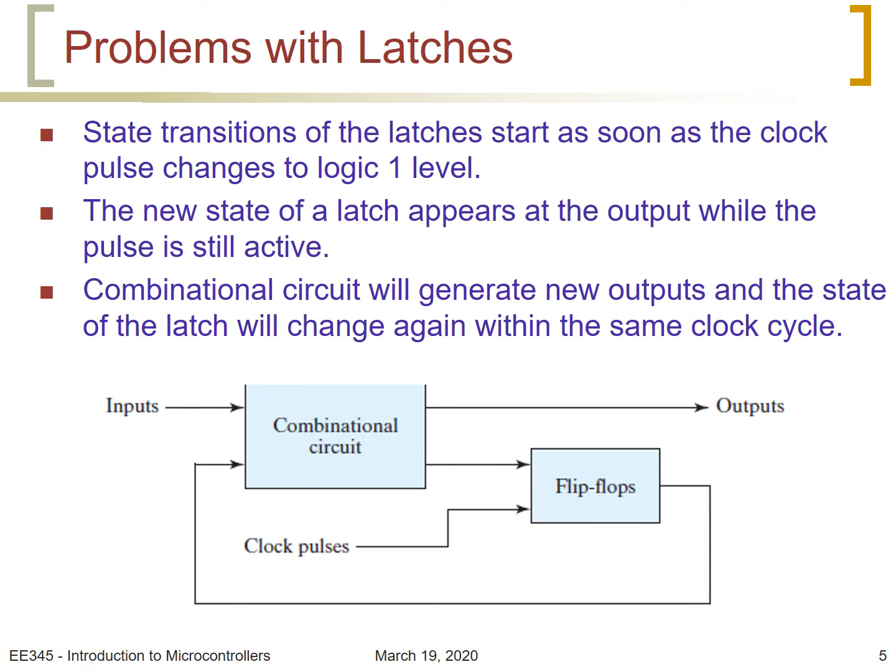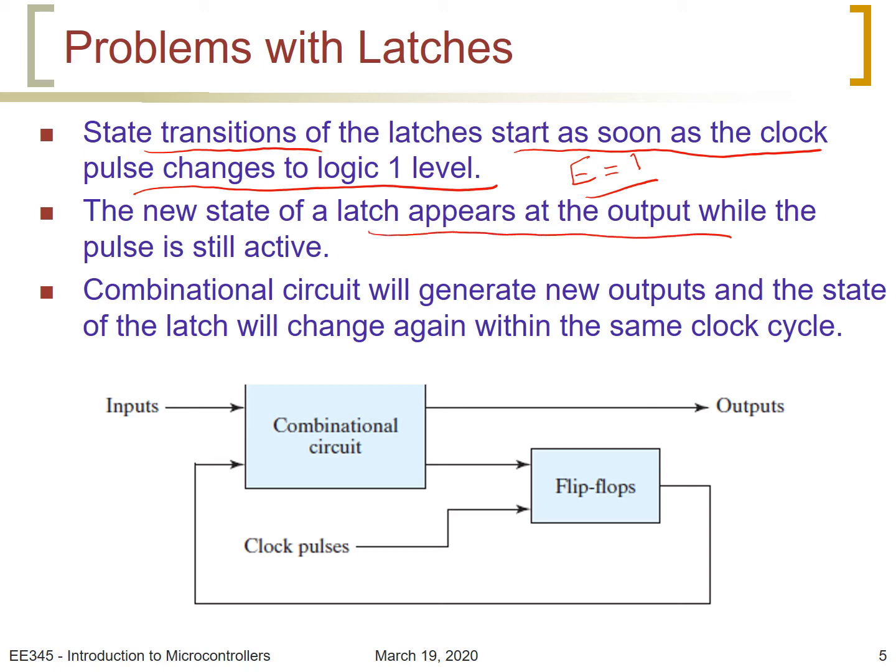Now, the latches that we said are very important have serious problems. The problem is that the state transition of the latch starts as soon as the clock pulse changes to level 1, which is when the enable is equal to 1 as we have just described. The new state of the latch appears at the output while the pulse is still active. Let us explain it with the following block diagram.